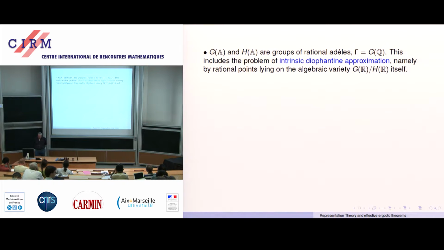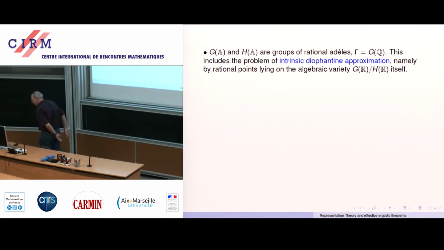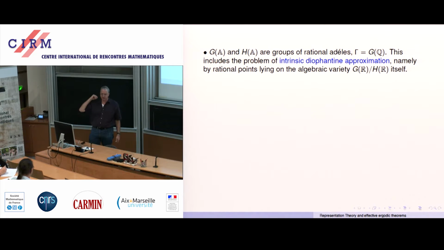And finally, we can consider G(A) and H(A) to be groups of rational adeles, and gamma to be the group of rational points. And this is a very interesting problem. It includes the problem of intrinsic Diophantine approximation, namely by rational points lying on the algebraic variety G_R modulo H_R itself. In this particular case, our lattice gamma happens to be the group of all rational matrices. So approximation by gamma orbits would amount to approximation by rational numbers, which is the most classical aspect of Diophantine approximation. You want to approximate real numbers by rational numbers. The point here is that you want to do it on some homogeneous algebraic variety, like a sphere or a hyperboloid or a vector space, using points on the variety itself.